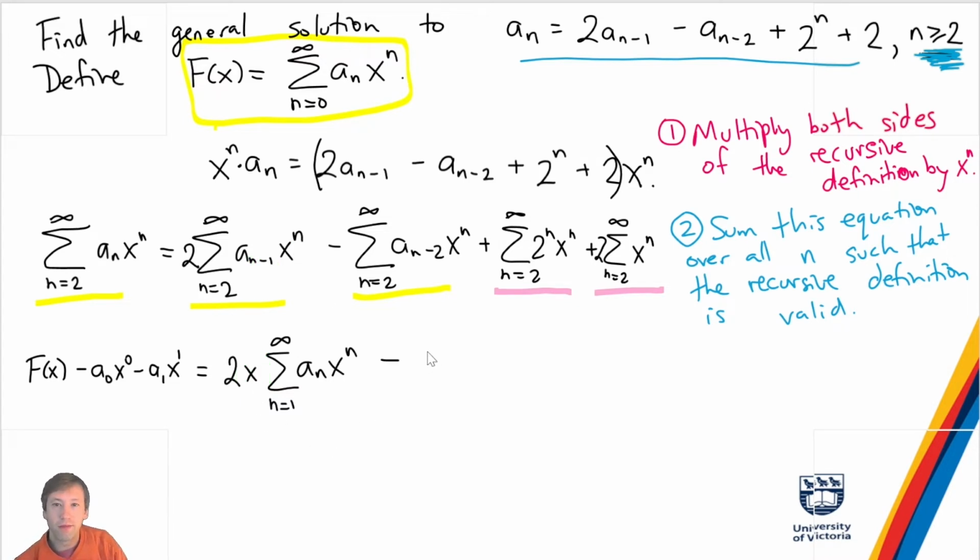The next sum, we can pull out an x squared, and we can write that this is the sum, for the same reasons as before, n equals 0 to infinity of a_n x^n.